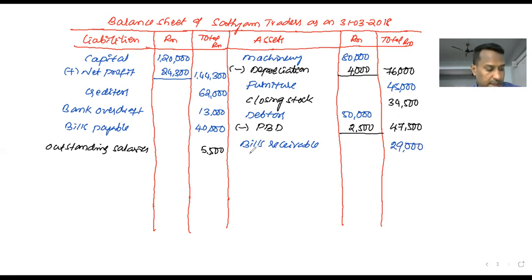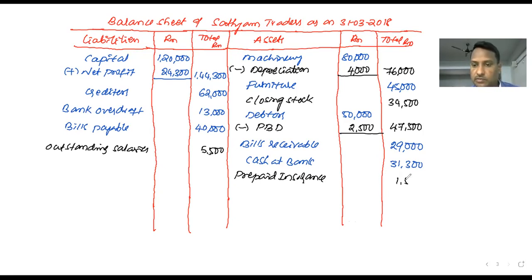Next, cash at bank, 31,300. Next, the last one, prepaid insurance, which is an adjustment. The value of prepaid insurance here is 1,500 rupees. Okay, my dear students, all the liabilities and assets have been recorded. So let's total both sides, liabilities and assets. They should be equal.